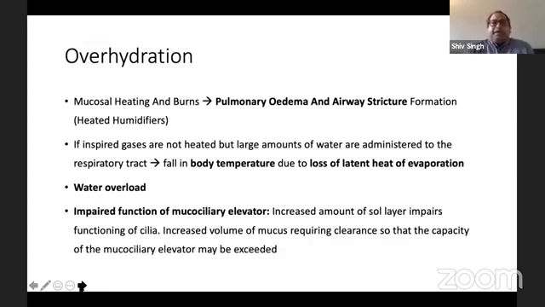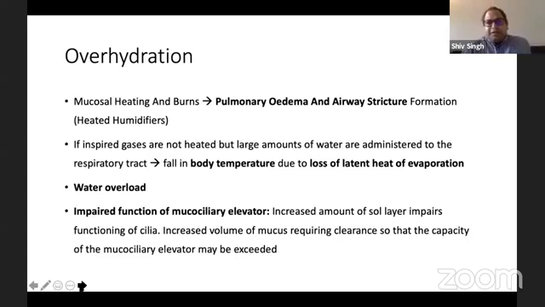What about overhydration? So this is probably more common in intensive care, where we have actually not made sure that the temperature setting on humidifiers is adequate. So it would normally not occur in usual conditions. So mucosal heating and burns can lead to pulmonary edema and airway stricture formation. And like I said, this is actually only a complication of heated humidifiers. And this only happens when there's been a malfunction with the humidifiers. Otherwise, it should not normally happen.